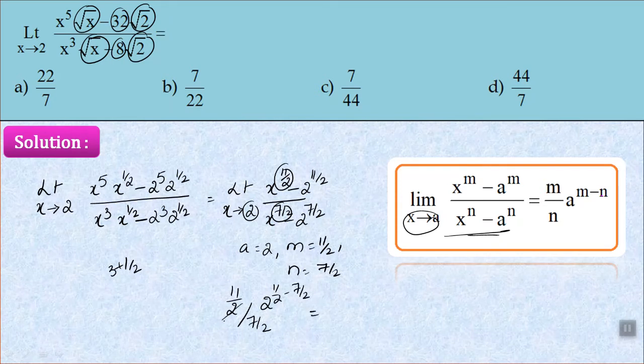This equals to, here 2 get cancelled, 11 by 7 into 2 power 11 minus 7, that is 4 by 2. This equals to 11 by 7 into 2 power, here 2 ones 2, 2 twos are 2 square. This equals to 11 into 4, that is 44 by 7. Therefore, the answer is option D.